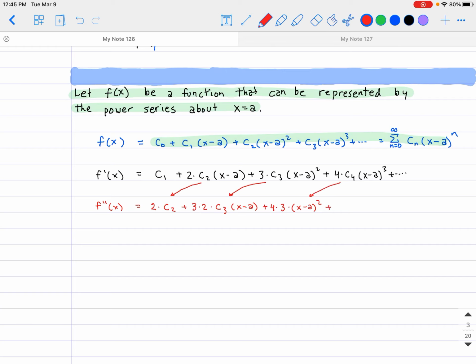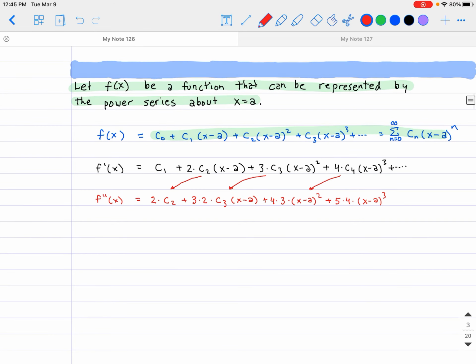And I'm going to write one more term, because we've been doing 5 terms so far. So the next one will most likely be 5 times 4 multiplied by x minus a raised to the third power. All right, so that's the second derivative. And we'll do this probably one or two more times because, again, I just want to make sure that we're getting the idea as to what's happening.